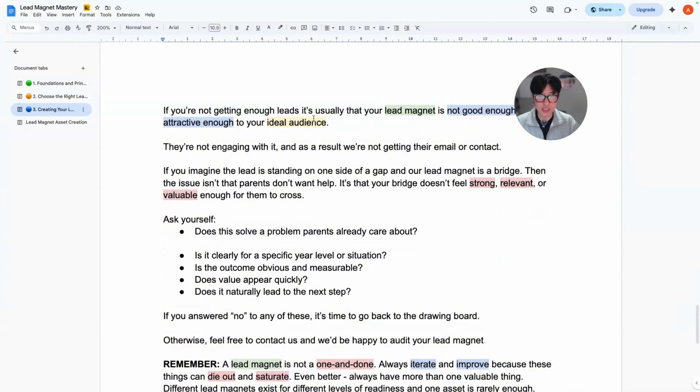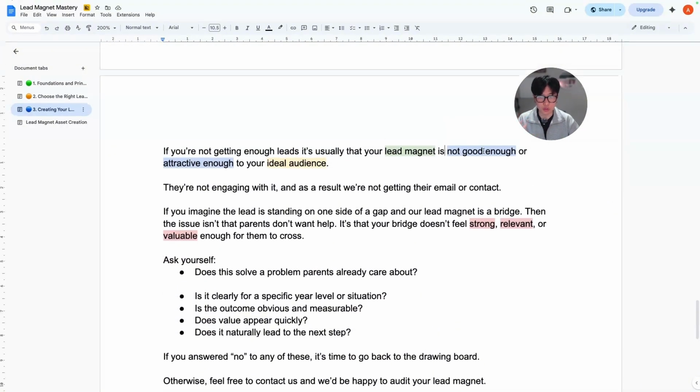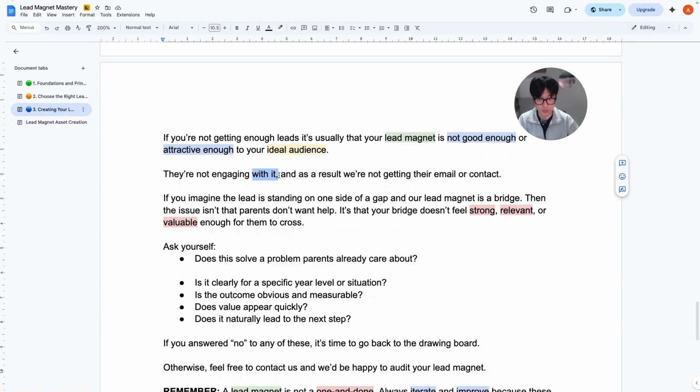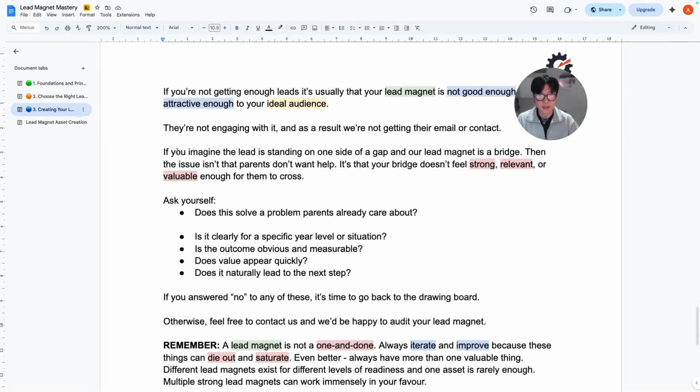So if you're not getting enough leads, it's usually that your lead magnet is just not good enough or attractive enough to your target audience. They're not engaging with it, and as a result, we're not getting their email or contact. If you imagine the lead is standing on one side of a gap, and our lead magnet is the bridge to get them to the next step or solve their problem, then the issue isn't that parents don't want the help, it's that your bridge doesn't feel strong, relevant, or valuable enough for them to actually cross.